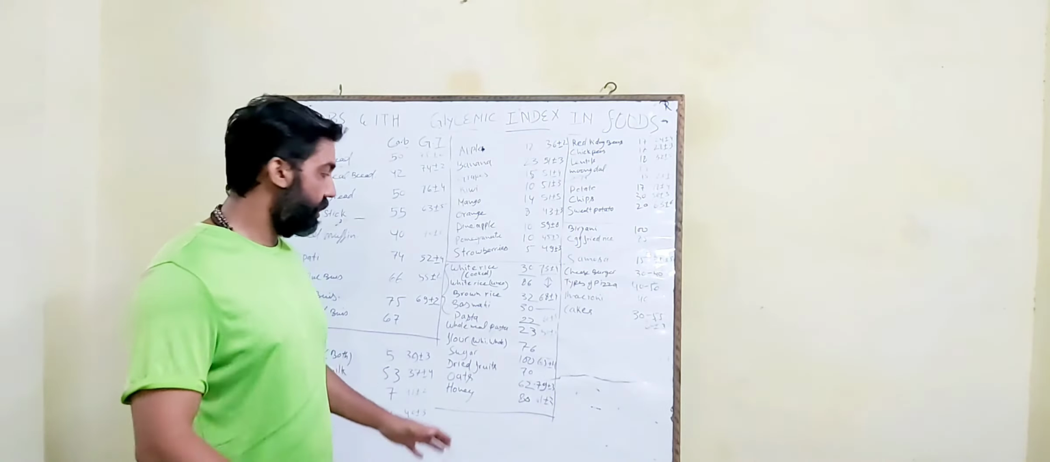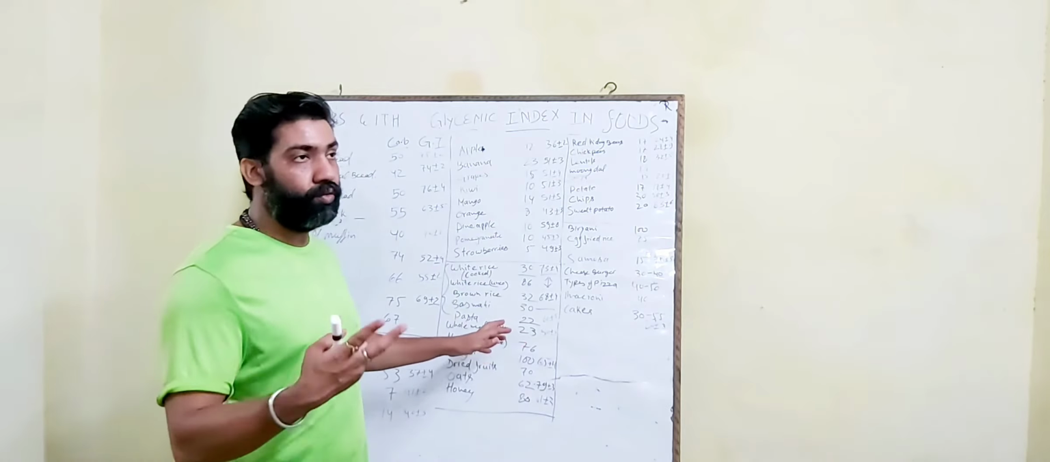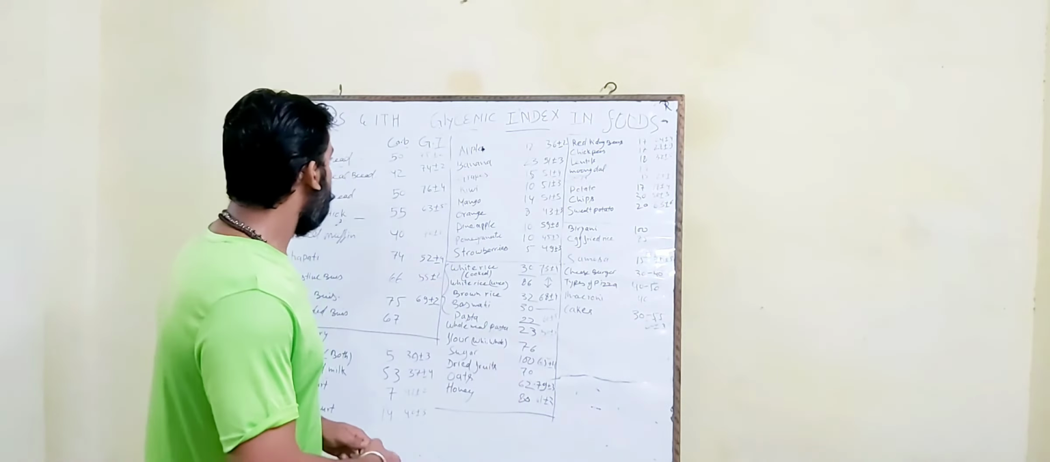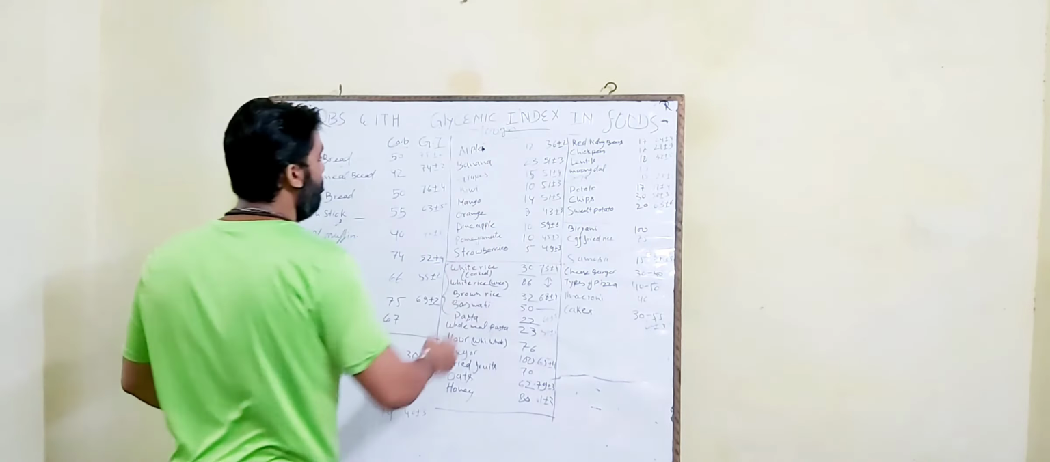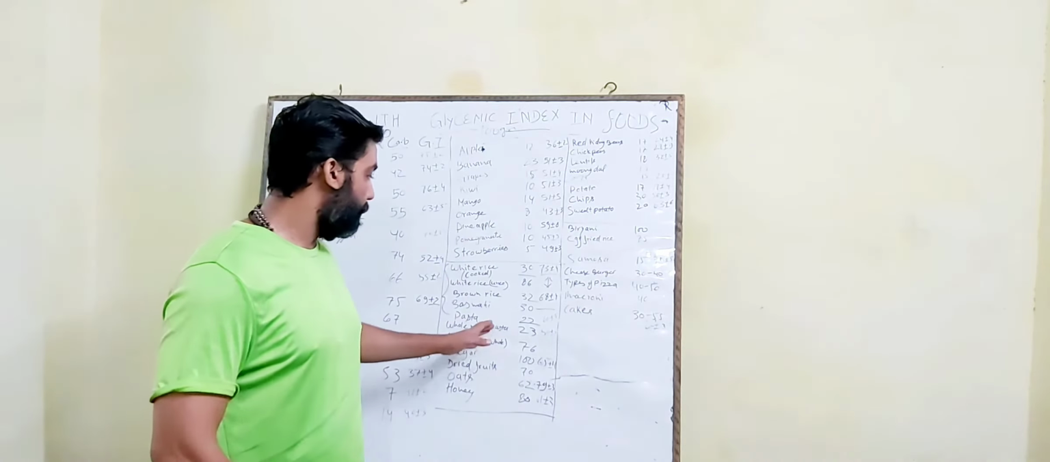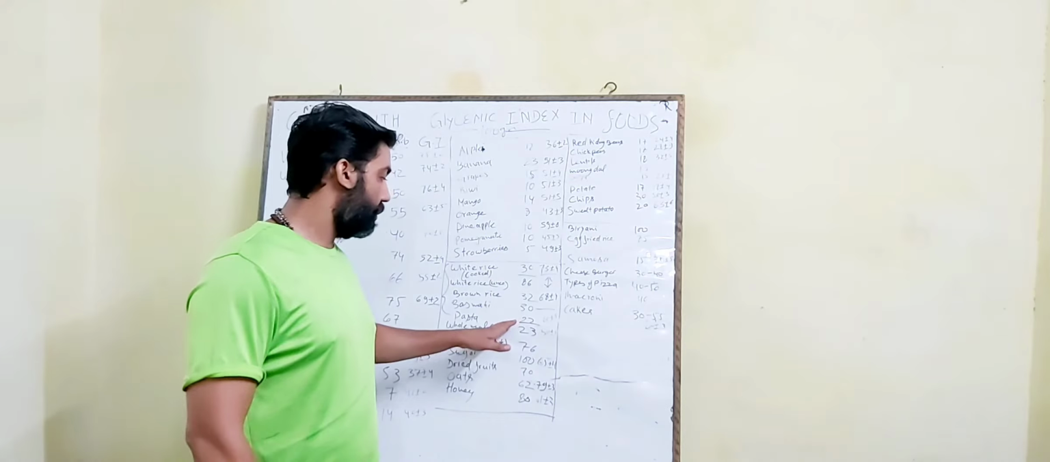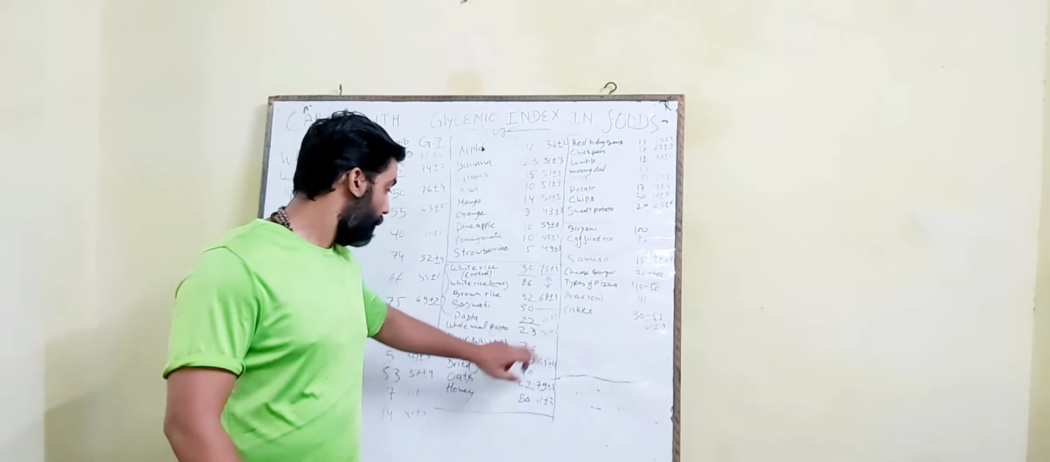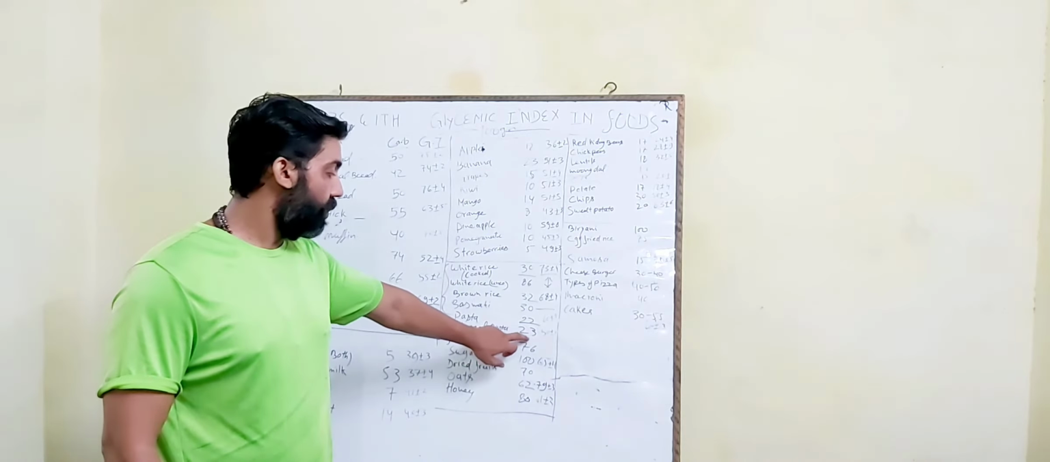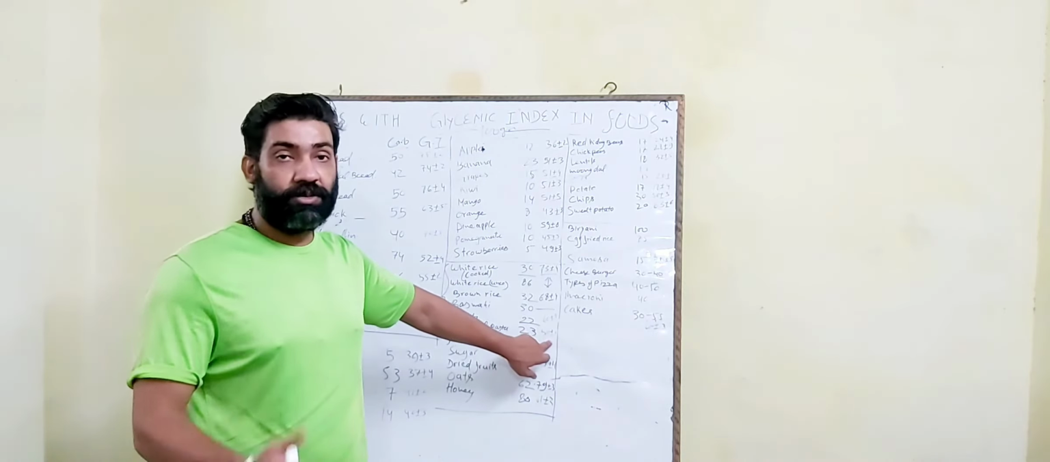So let's check pasta. Pasta has 22 grams of carbs per 100 grams. These values are per 100 grams. So pasta has 22 grams of carbs per 100 grams and a GI value of 60. Whole meal pasta has 23 grams and a GI value of 50.